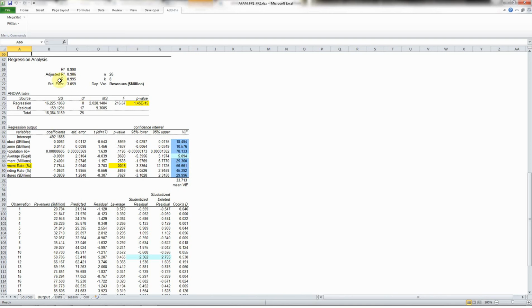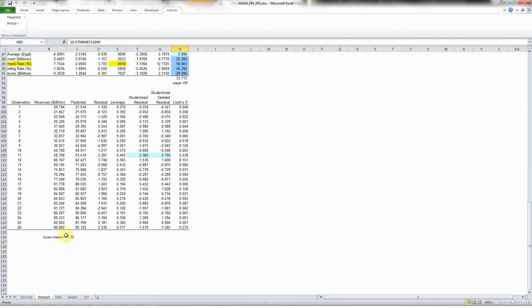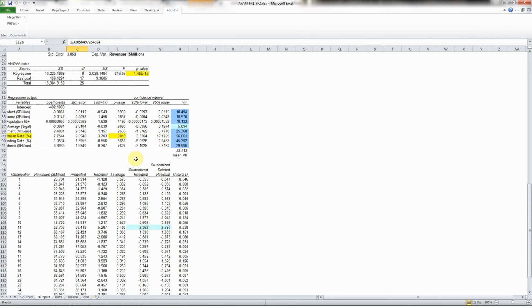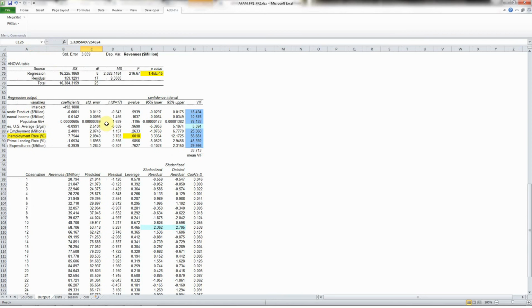And I notice that I still have my R squared at 0.986, still good, and I notice a considerable improvement in the VIFs, but many of them are still above 10, so I still have a problem. And I'm noticing that my Durbin-Watson dropped down to 1.32. Still okay, but getting kind of close, so I should probably be careful from here on out. So my next highest VIF is the population 65 plus. Not a big surprise there.